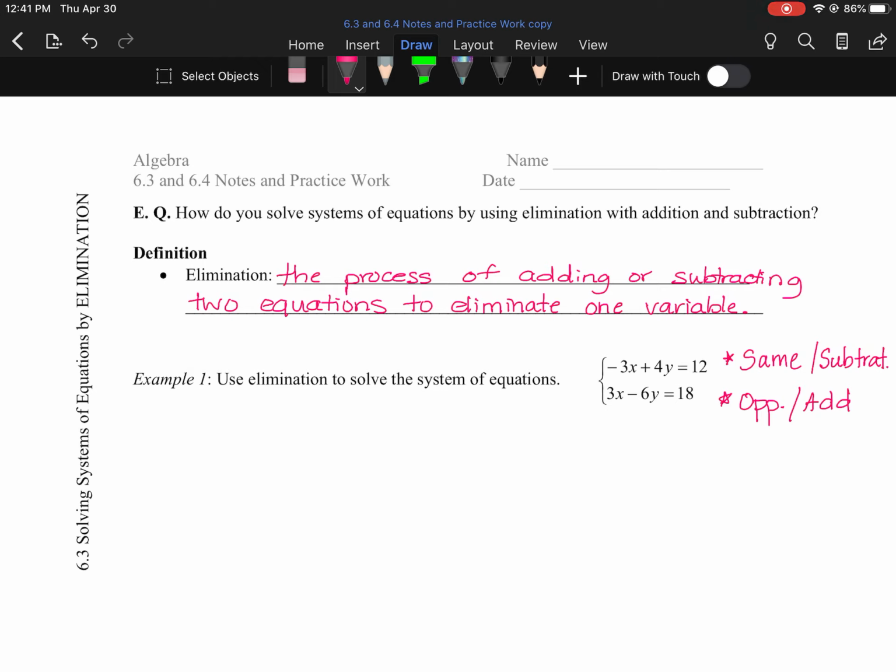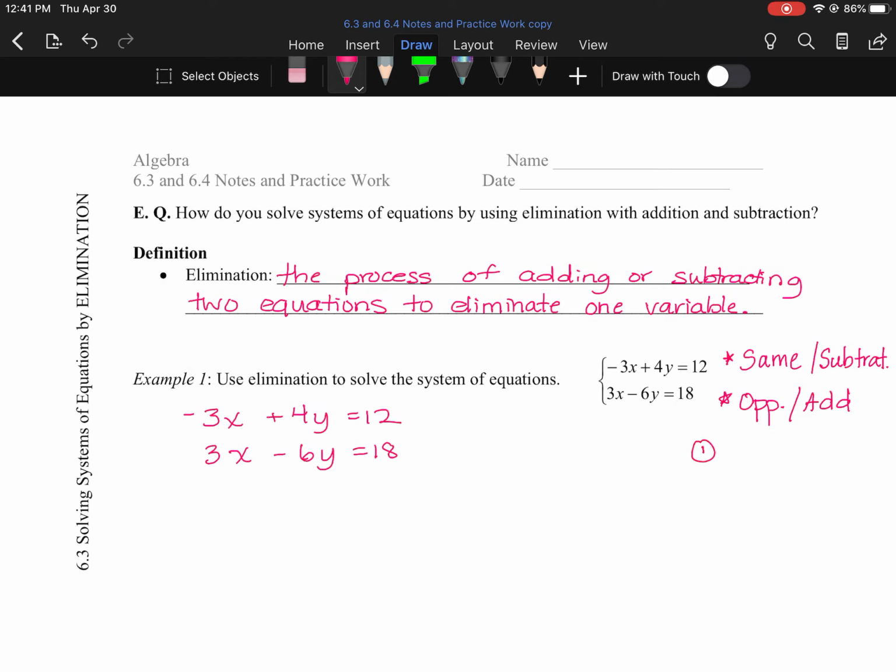So we have our two equations here. It says use elimination to solve the systems of equations. So I'm going to rewrite them. So negative 3x plus 4y is equal to 12. And then 3x minus 6y is equal to 18. So we're going to use the same subtract, opposite, add here in a little bit.